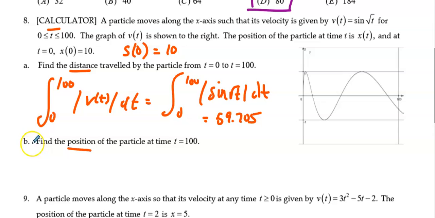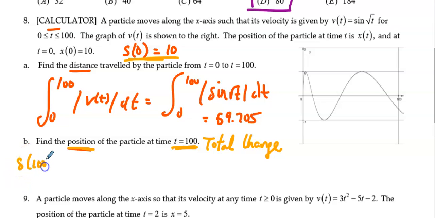For question number B, letter B, it's asking us for the position at time equals 100. So this is total change. For this one, we have to talk about the initial because we want to know where it is. So our position, s of 100, is going to be equal to s of 0 plus our displacement, right? Because we need to take into account whether we're going backwards and forwards. So we want our displacement for this.